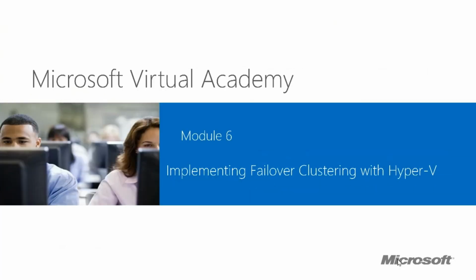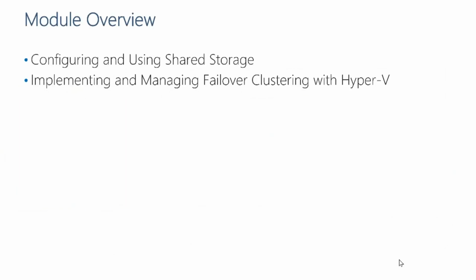So it's a short topic, and it's something that we sort of discussed in VMware. Like we've been saying, everything we're doing in Hyper-V has some sort of equivalent in VMware. So failover clustering is similar to VMware HA, high availability. Today we're going to look at configuring and using shared storage.